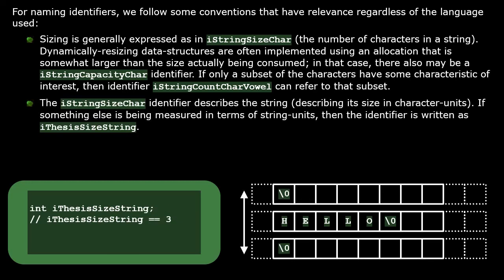The iStringSizeChar identifier describes the string. If something else is being measured in terms of string units, then that identifier is written as iThesisSizeString.